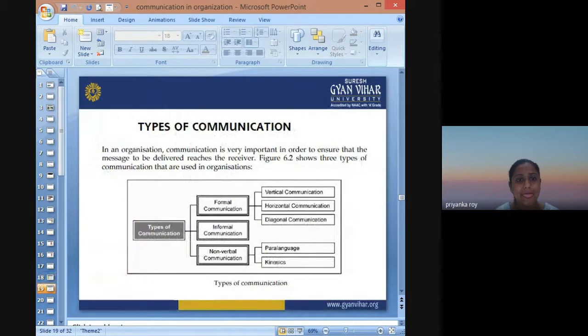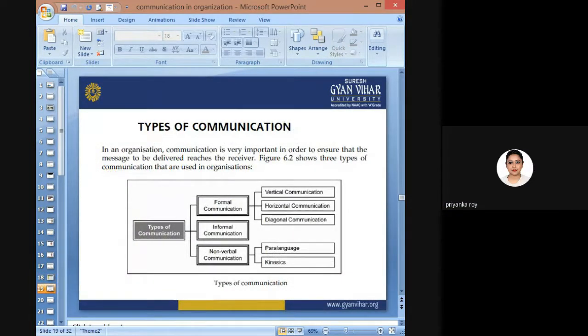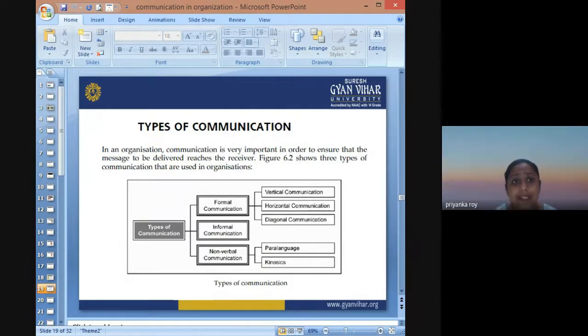Now, types of communication in an organization. The communication is very important in order to ensure that the message to be delivered reaches the receiver. That is, it shows three types of communication used in an organization: formal communication, informal communication, and non-verbal communication. Like vertical communication, in formal communication we have vertical, horizontal, and diagonal. Informal communication is more like an oral communication. Non-verbal communication is when we are using para languages and kinesics.